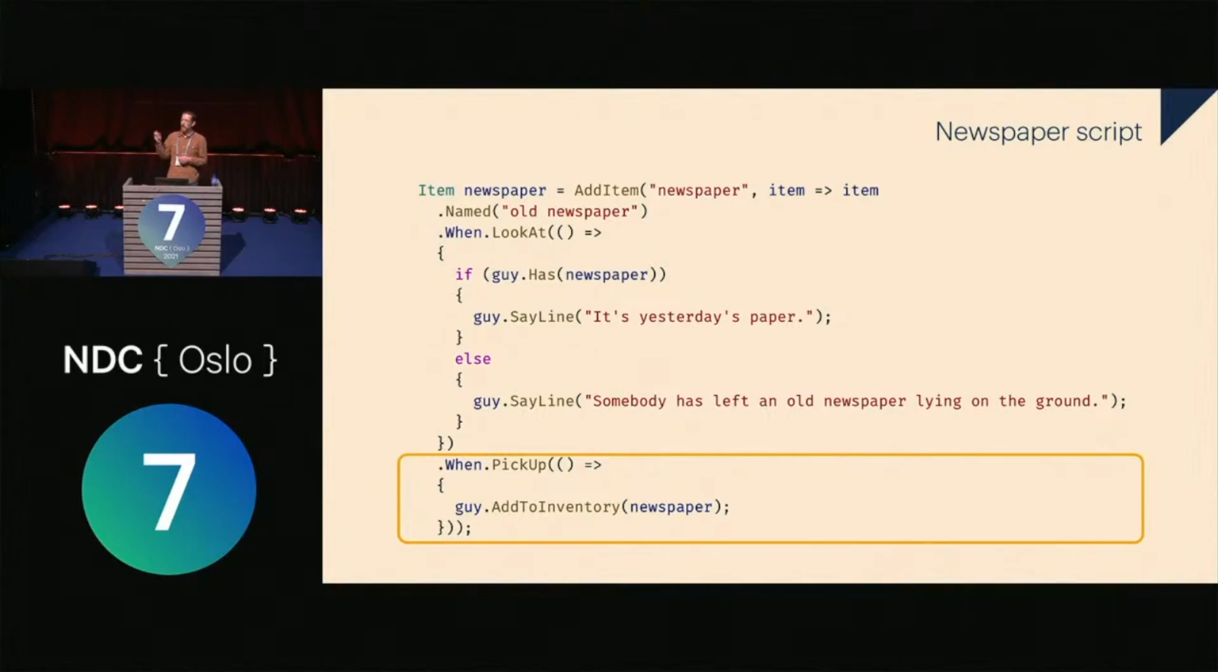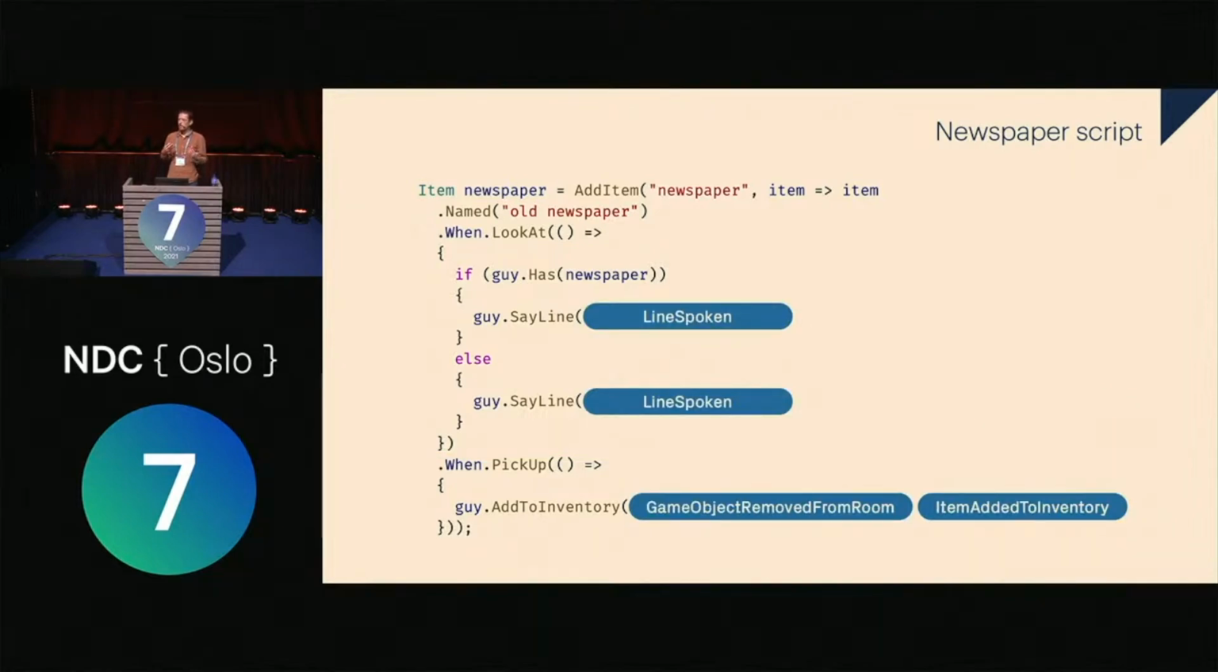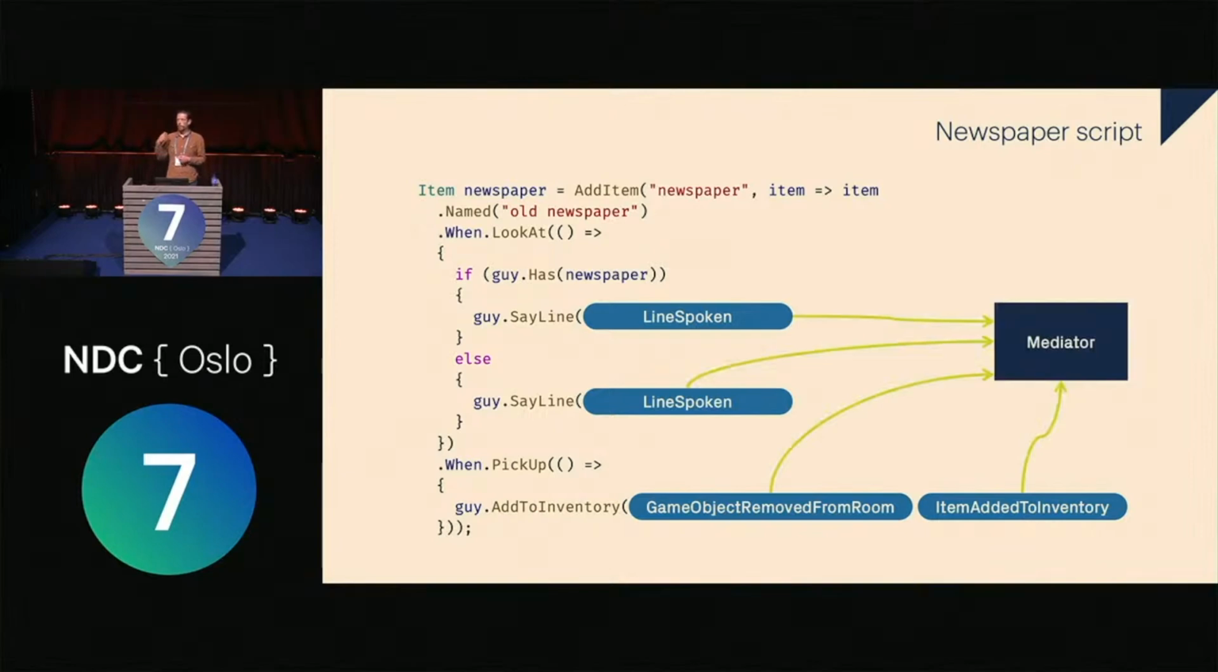And what actually happens under the hood, if you call any of these functions, like say line, is that it generates events. So if I call say line, it generates a line spoken event. Those events are then published using Mediator. And of course, our Blazor UI components are subscribed to those events, and they can render the graphics that are needed to display the reaction.